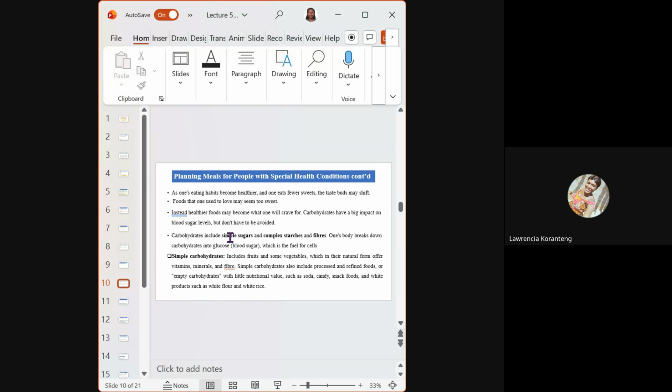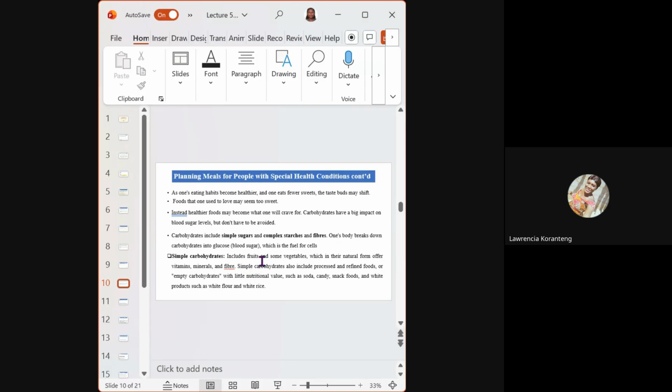So let's look at the difference between simple carbohydrates and complex carbohydrates. The reason I'm trying to skip is that you've learned that in applied nutrition, or nutrition and health. Simple carbohydrates include fruits and some vegetables, which in their natural form offer vitamins. Simple carbohydrates also include processed and refined foods, or empty carbohydrates with little nutritional value, such as soda, candy, snacks, and all those things.